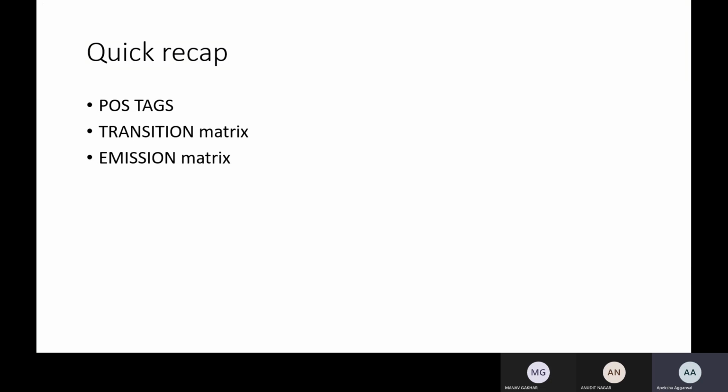Okay. So just a quick recap of what we have done in the last class. First of all, we have a sentence and we generate POS tags related to each and every word. We assign tags like noun, verb, or any other part of speech. Then we calculate the transition matrix. The transition matrix gives us the probability of moving from one part of speech tag to another part of speech tag.